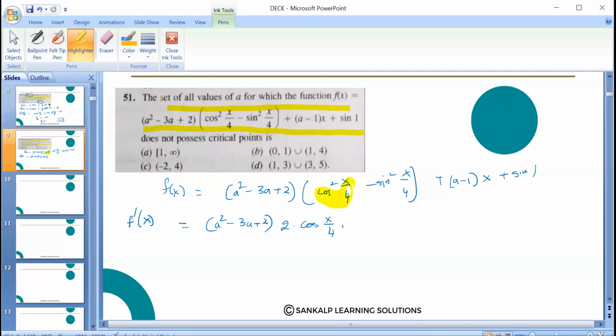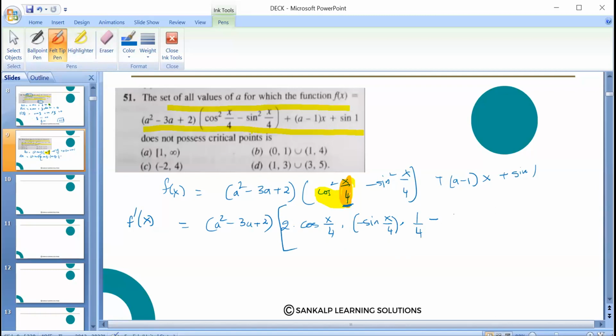After that, again chain rule. Derivative of cos is minus sine x by 4. Lastly, derivative of x by 4 is 1 by 4. This is what we have. Minus. Similarly, for the next one also, chain rule.